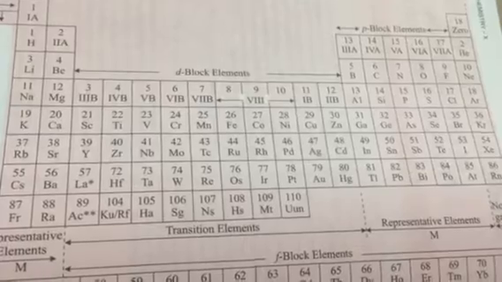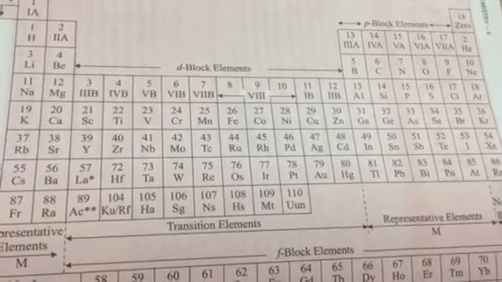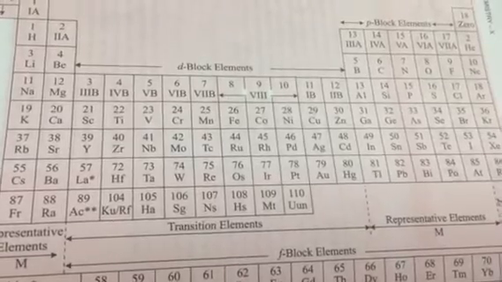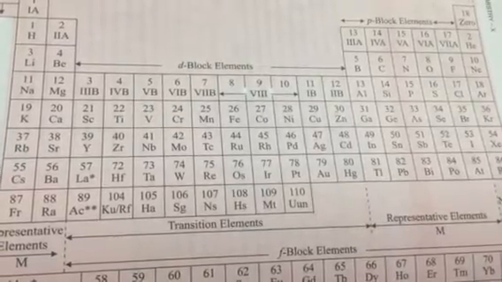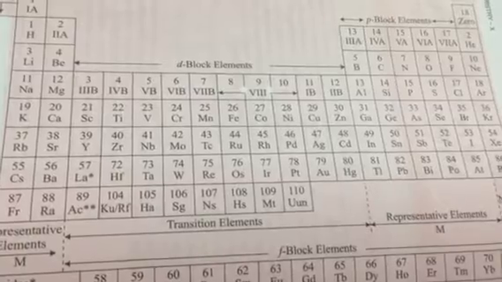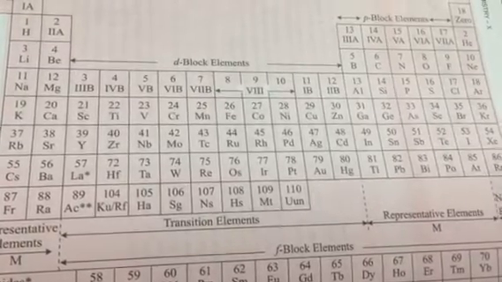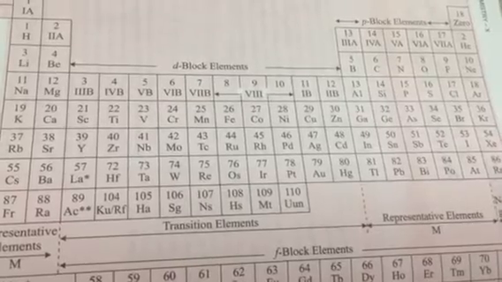Group 1 elements are called alkali metals because they form alkaline basic solutions in water. Group 2 elements are known as alkaline earth metals because these metals are recovered from the earth's crust.